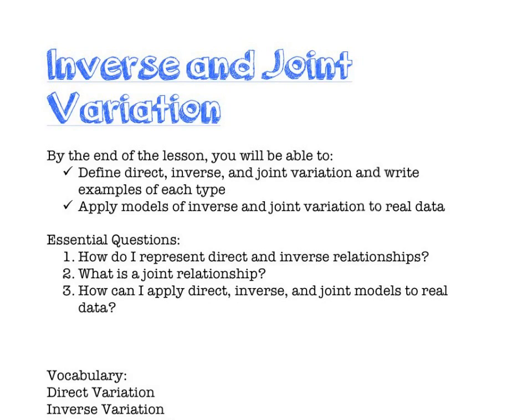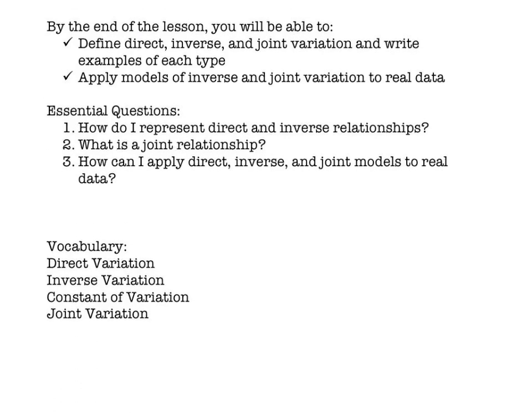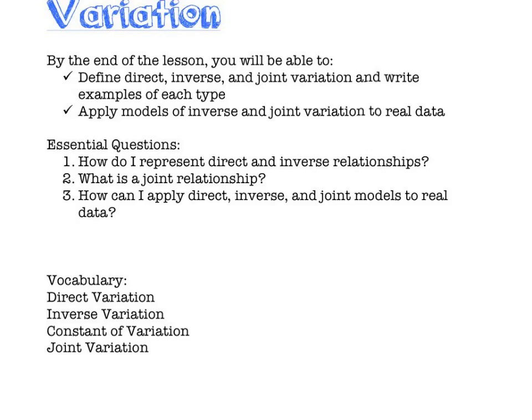The essential questions for this lesson are: how do I represent direct and inverse relationships? What is a joint relationship? And how can I apply direct, inverse, and joint models to real data? The vocabulary in this section is direct variation, inverse variation, constant of variation, and joint variation.